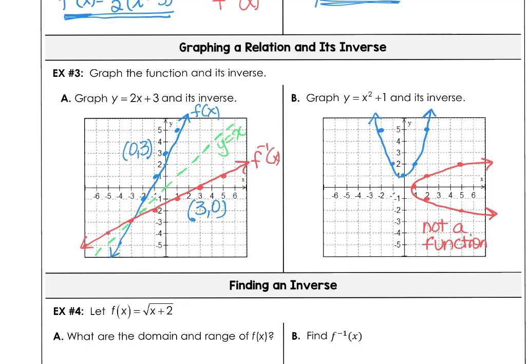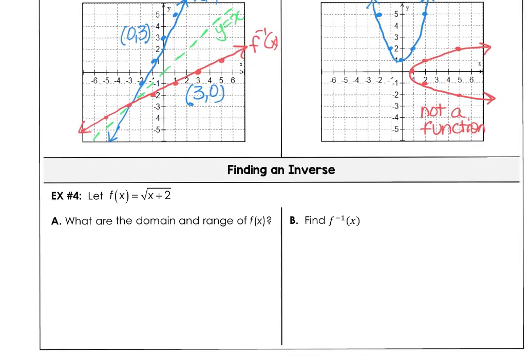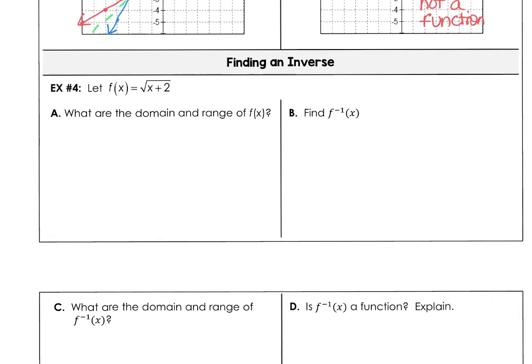So in example 4, moving on to that, how do you find the inverse? What are the domain and range of f of x? Well, f of x is the square root of x plus 2. So you might know that this is half of a parabola, or the square root function, shifted 2 units to the left, and it looks something like that.